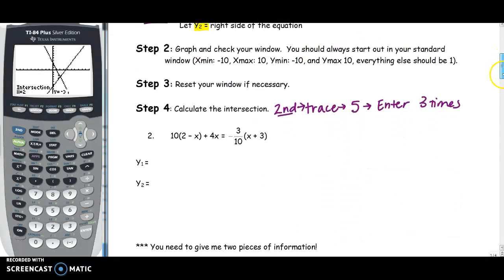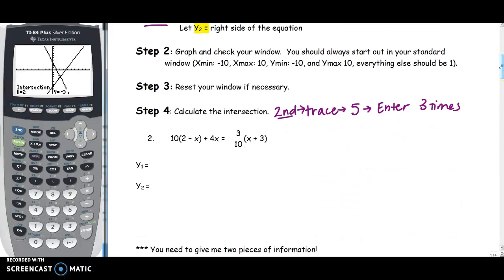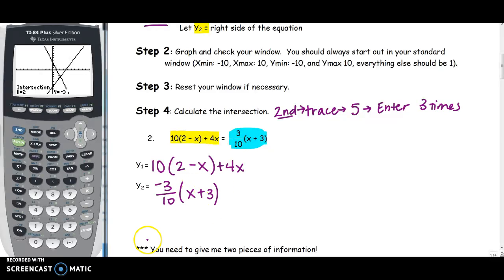So we have a way to, 1, check our answers, or 2, solve problems that we don't really want to do by hand, like this problem at the bottom of the page. If you remember, y1 is the left-hand side, and y2 is the right-hand side. Okay, so we're going to always fill in our values here. 10 parentheses 2 minus x plus 4x. And then -3/10 times the quantity x plus 3. So when we go to our calculator, we go back to the y equals, clear your entries.